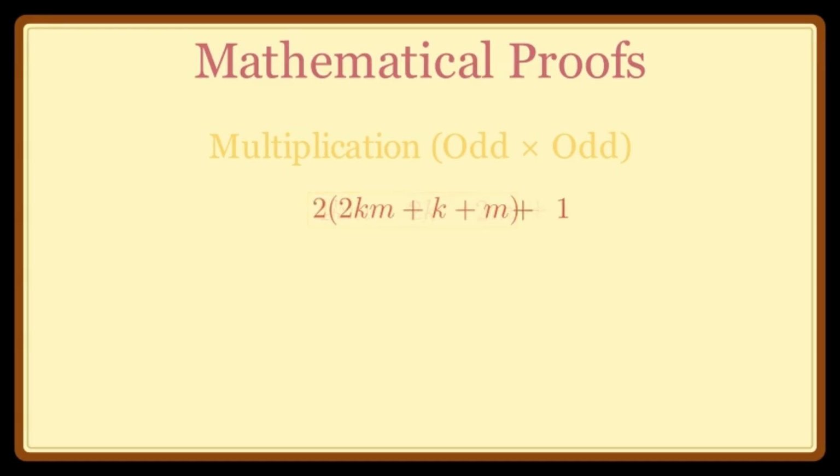We can factor out a 2, giving us 2 times the group 2 times k times m plus k plus m, but we still have that plus 1 hanging on to the very end. The entire result is 2 times an integer plus 1. The product is definitively odd.